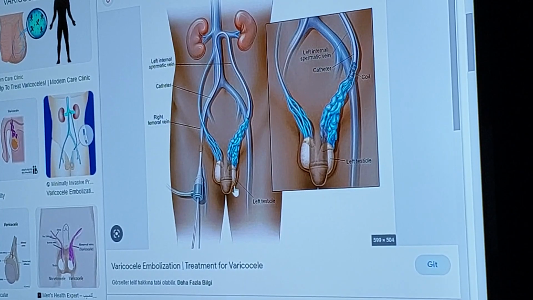As we have told many times, varicocele is the abnormal enlargement of the testicular veins. It is more common on the left side, as we know, because of the anatomical difference of the left testicular vein. And when these veins swell, they heat up the testicle and decrease the sperm quality.